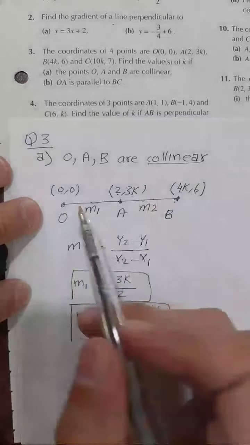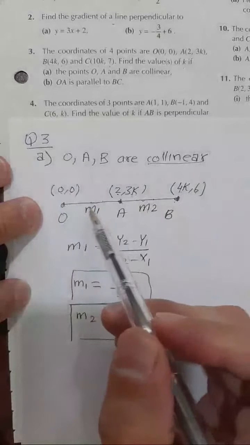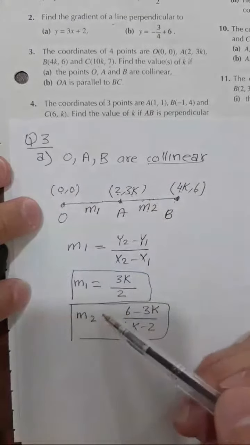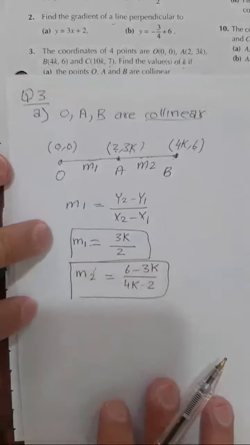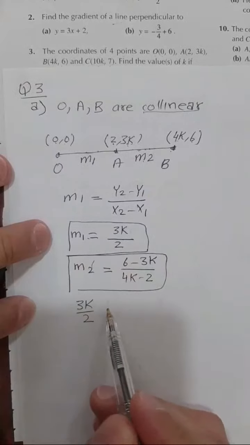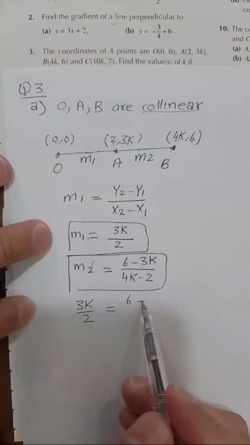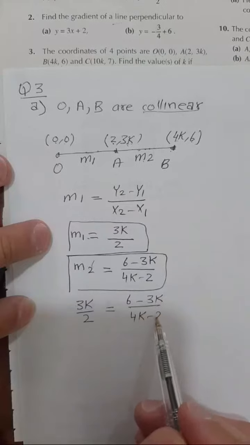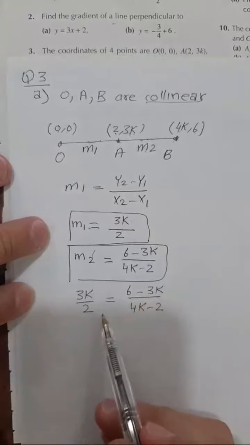As I have told you, we are on the same line, so the gradient of the line over here and over here will be the same. So you can equate m1 and m2. Equating m1 and m2, we have 3k over 2, the value for m1, equal to 6 minus 3k over 4k minus 2, the value for m2. So cross multiply them.